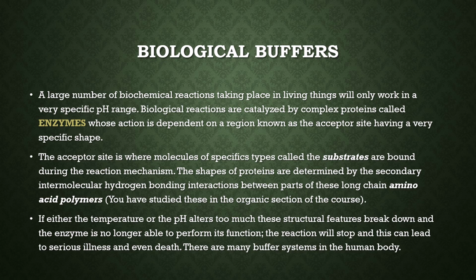And if you remember back to year 9 science, we talked about lock and key. Basically what happens is that if the pH is wrong, the shape changes and the key will no longer fit in the lock. It's a very simple way to explain it, but basically what that means is that the enzyme doesn't work anymore. And that can lead to serious illness or even death. And there are many buffers in the human body that stop that happening.